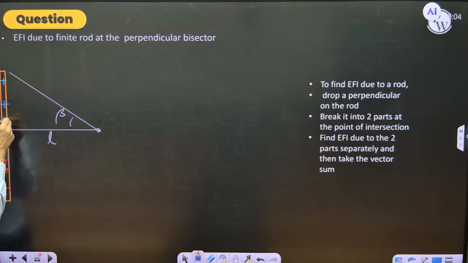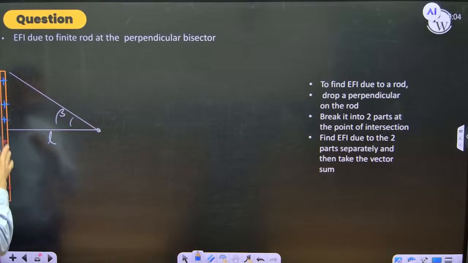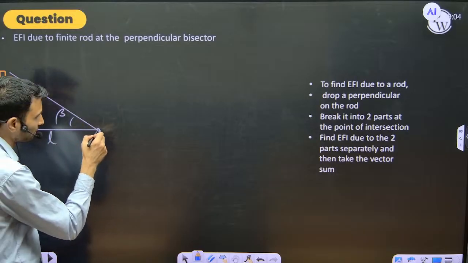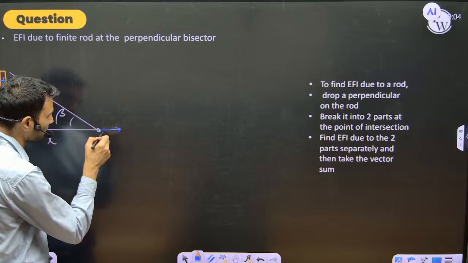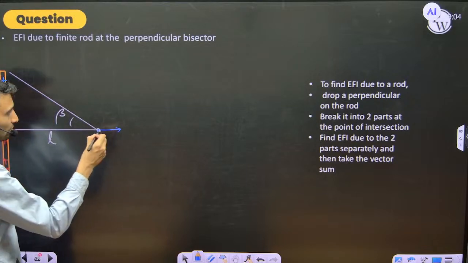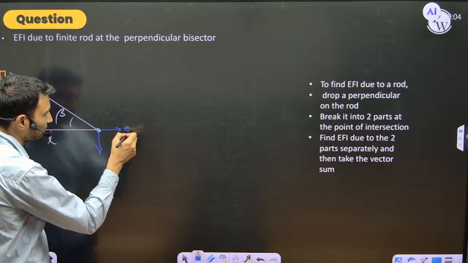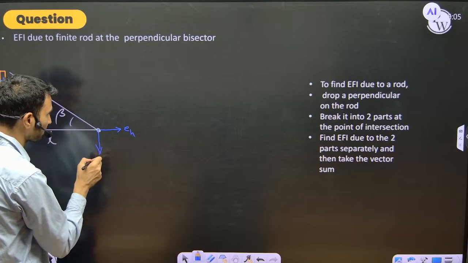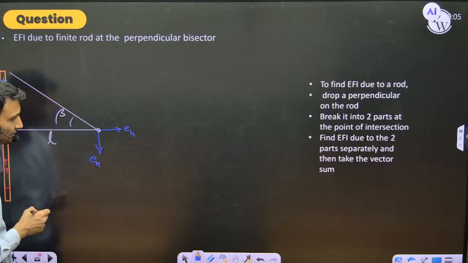So there's a positively charged rod, and this entire thing is a positively charged rod, and we have to find it at the perpendicular bisector. Means it divides it into exactly two halves, right? So it will have two directions of electric field at this point. One is here and one is downward. So let's call it EH and let's call it EV, right?